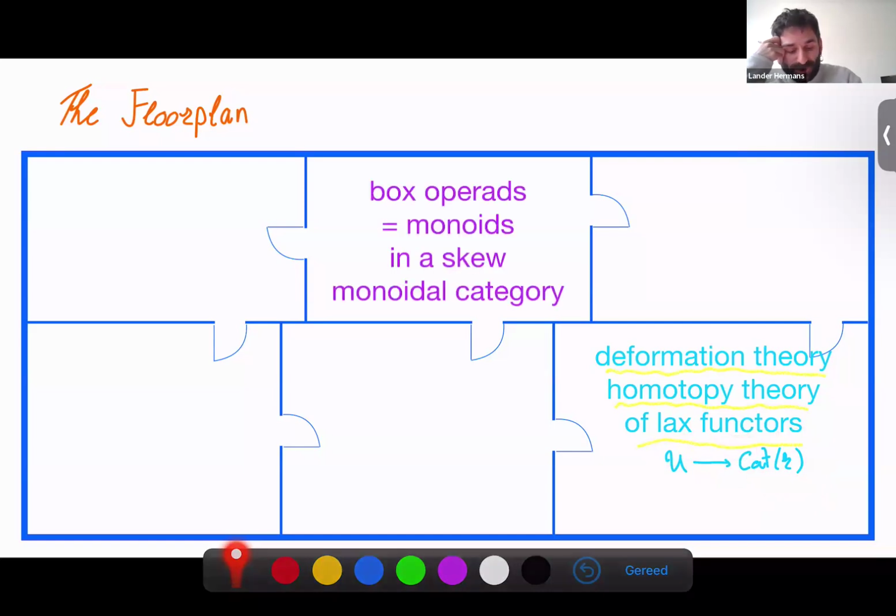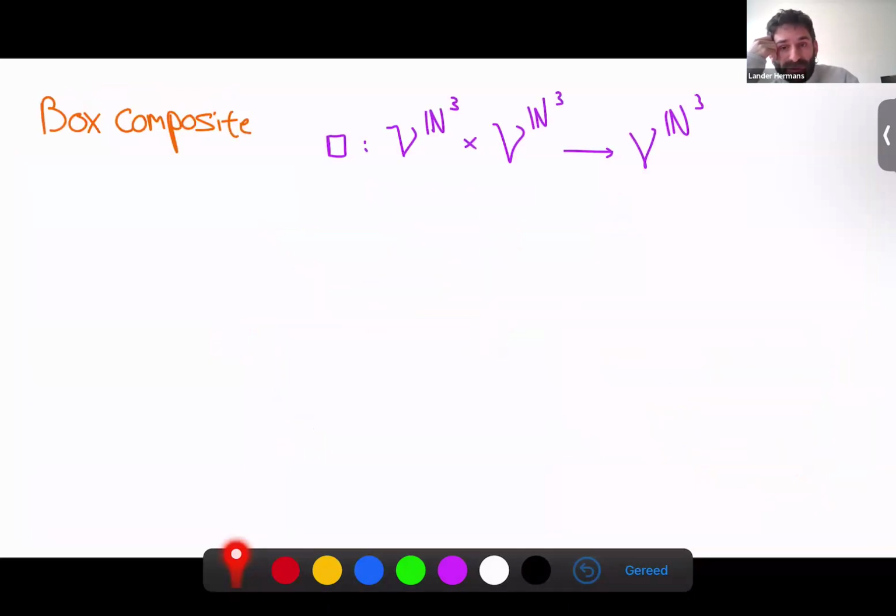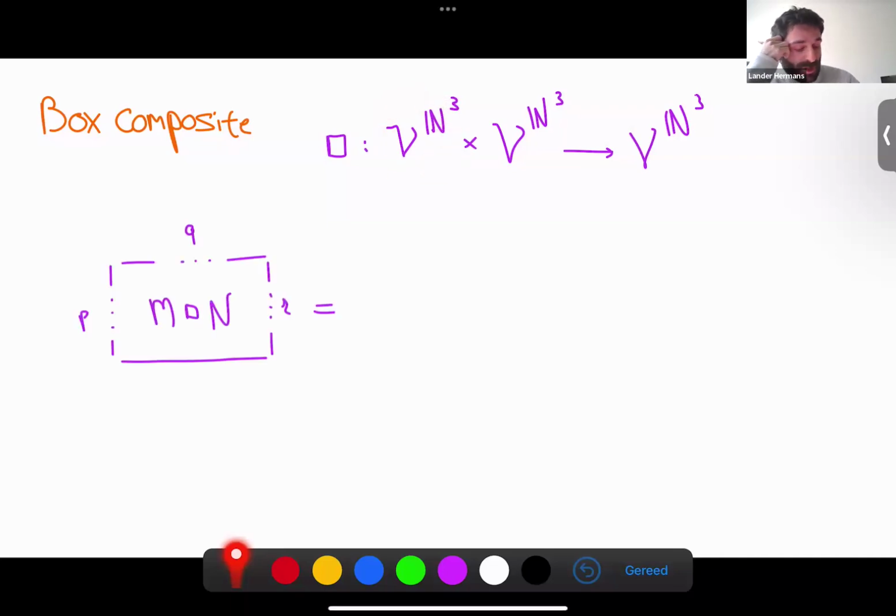So the first thing I want to show is that actually box operads are monoids, but they're not in a monoidal category, but in what's called a skew monoidal category. And it's kind of obvious, but we will need it. We have to define for a skew monoidal category also some sort of a composite, which is the box composite. And the box composite takes these collections indexed by 3 natural numbers, and you take 2 of them and make a new one. So if I would take these 2 modules, I take the box composite and I evaluate it in P, Q, and R.